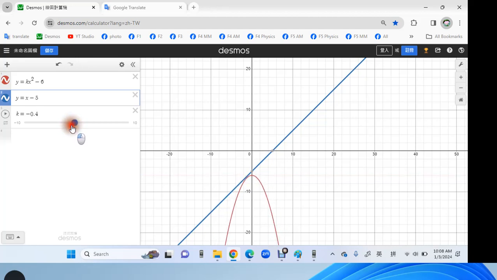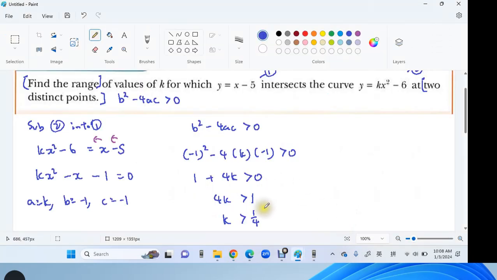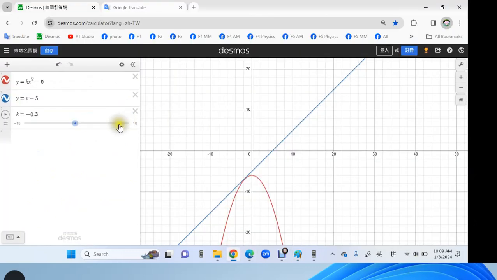Just now we have k equal to what? This one is greater than negative 1 over 4, not including 0, because k cannot be 0. So we must know that k cannot be 0, because if k equal to 0, then it will become a straight line, y equal to negative 6. So we can see that when k is very negative, then they don't intersect.